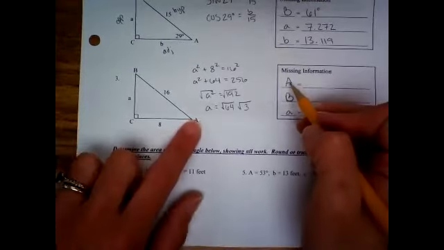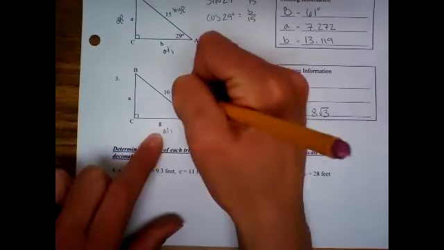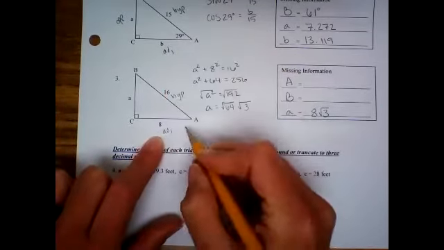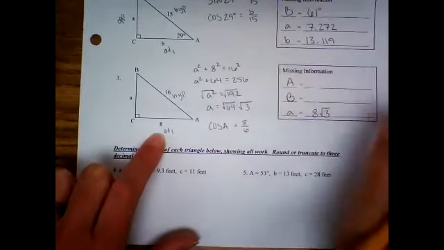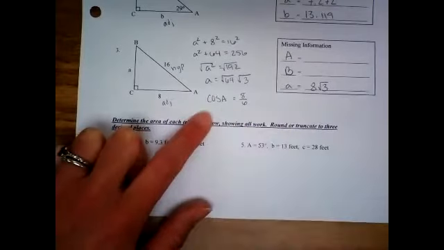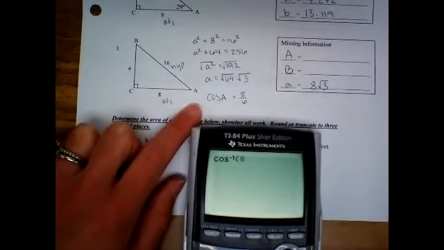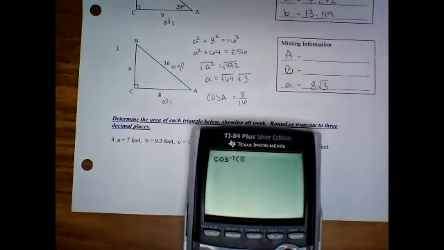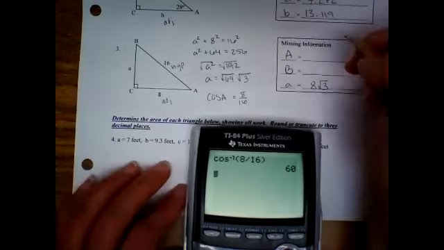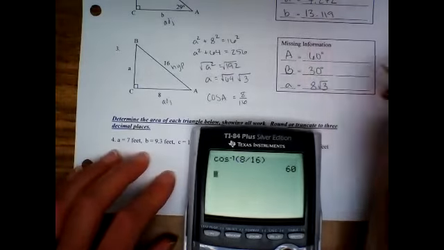All right, and then for angle A, this would be our point of view. 8 is the adjacent, 16 is the hypotenuse. So that means cosine. So cosine of A equals 8 over 16. So when you type this one in, you have to do second cosine. You're doing cosine inverse. Anytime you're looking for the angle, you have to hit second and then sine cosine. So that gives us 60 degrees for A. And if that's 60, then B has to be 30.